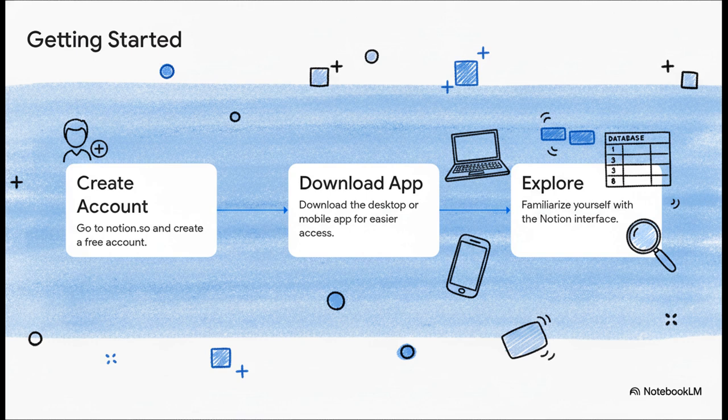Okay, first things first, you're just going to head over to notion.so and sign up for a free account. Super easy. Then, you'll want to download the app for your computer or your phone, or both. Once you're in, just take a second, look around. You'll see the sidebar on the left and your very first blank page. It's basically a clean slate, totally ready for you to start building.